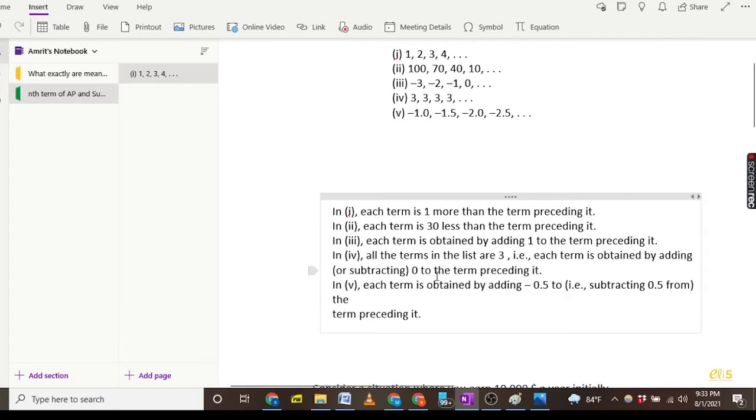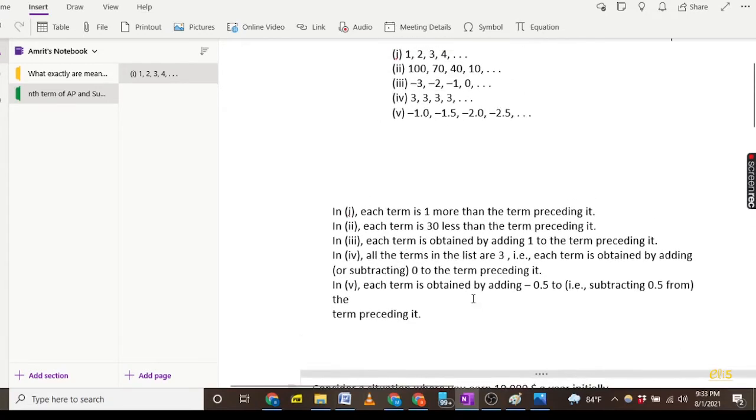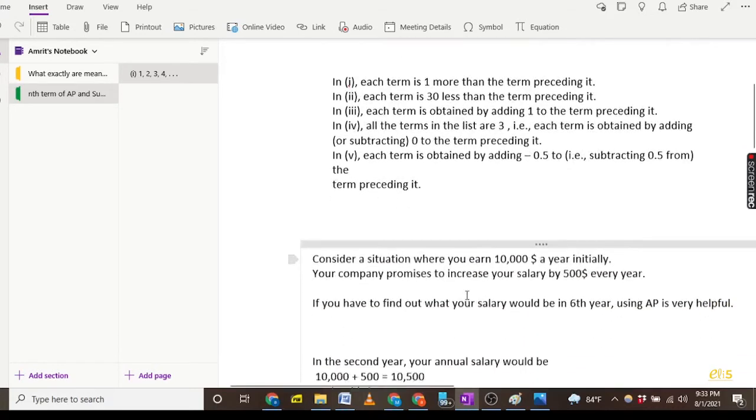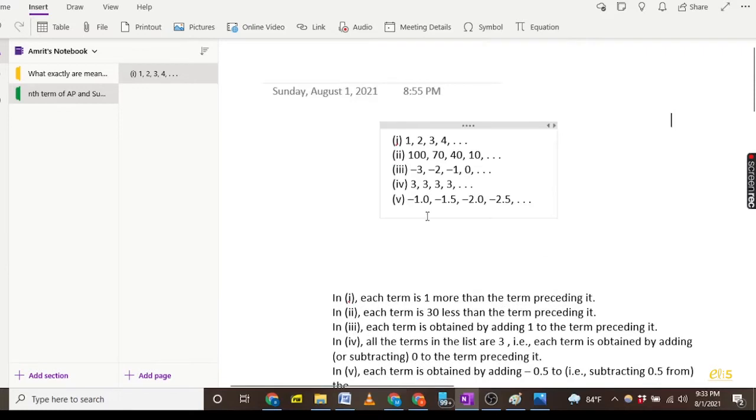Likewise, all the terms in the list in the fourth example are 3. So each term is obtained by adding or subtracting 0 to the term preceding it. In the fifth example, likewise, each term is obtained by adding minus 0.5 to the preceding term. So the pattern here is clear.